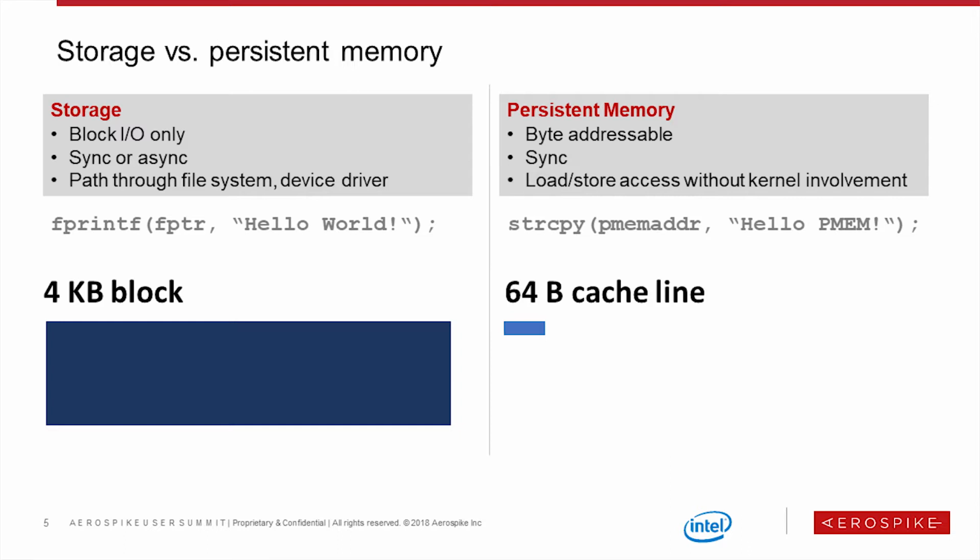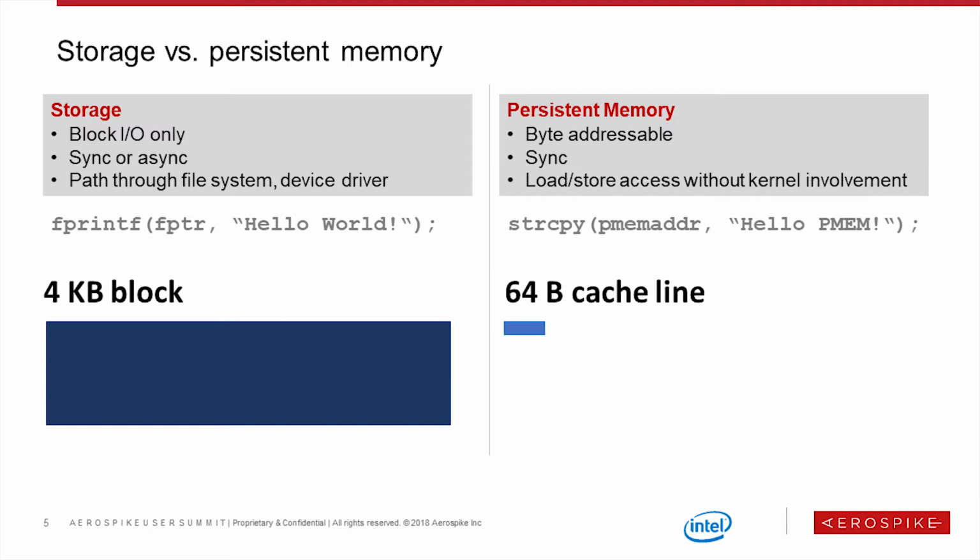So for storage, your only choice for I/O is block. I want to write hello world to a file. I'm working with a 4K block, even though I'm really only changing a few bytes. Sure, I could make that write asynchronous, do some useful work on the side while I'm waiting, but I'm still waiting. I'm still going through the file system, the device driver, the kernel's got to get involved.